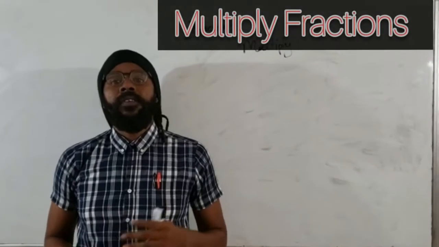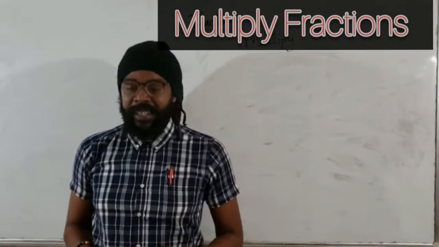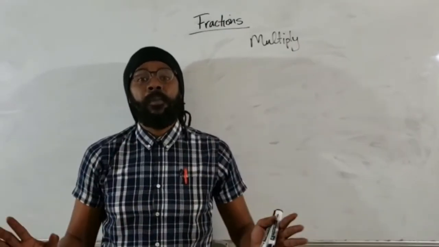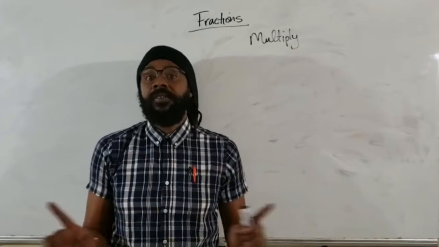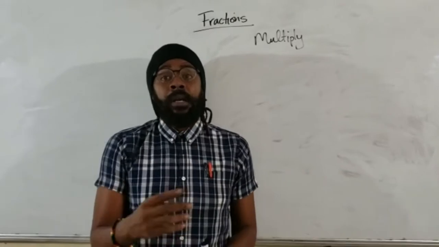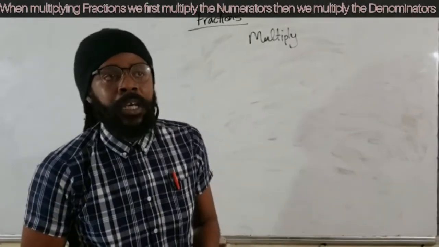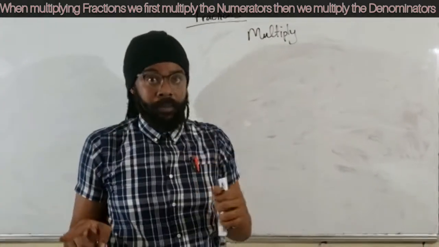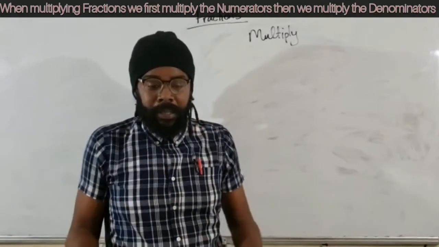Now, for this phase of the video, we're going to explain how to multiply fractions. This is one of the easiest and simplest concepts to remember when you're dealing with fractions and their operations. When you're multiplying fractions, we first multiply the numerators, which are the numbers at the top, and then we multiply the denominators.